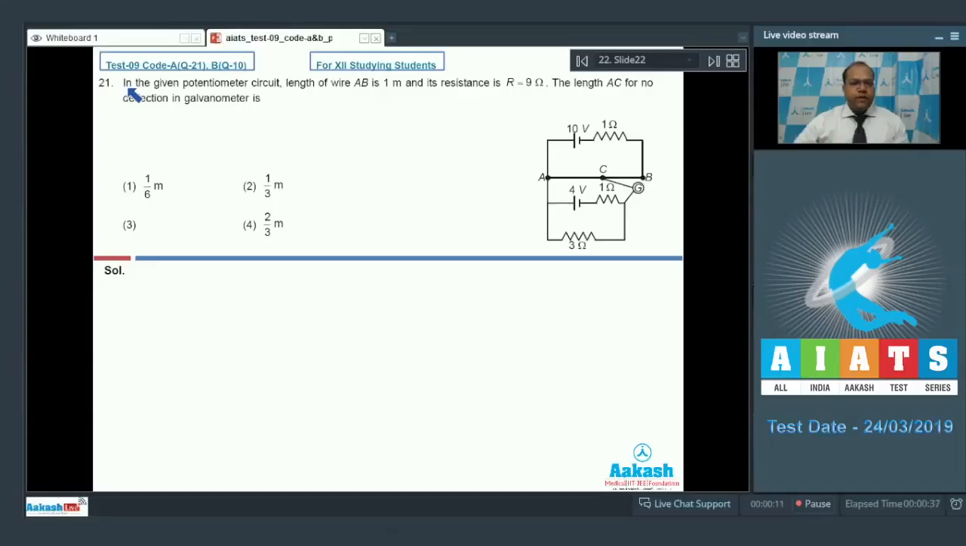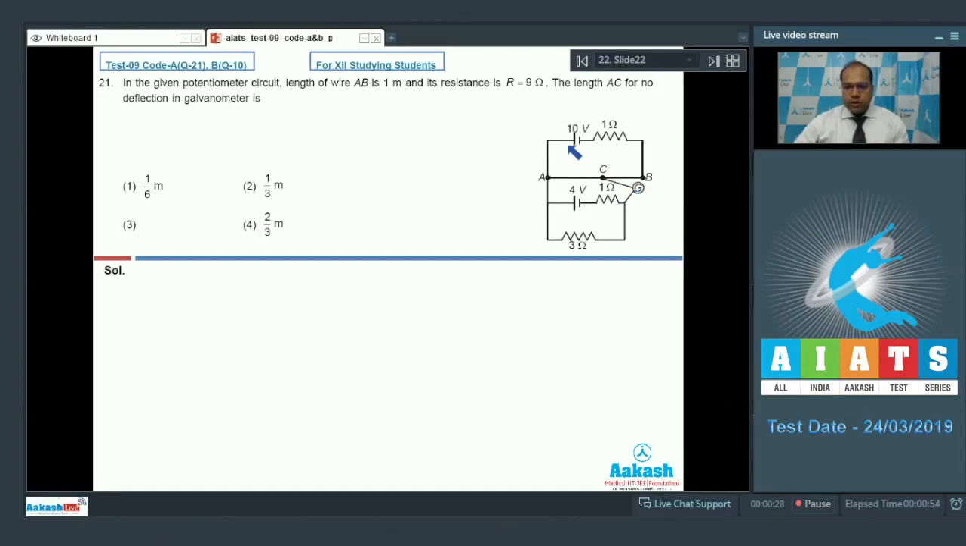In question number 21, in the given potentiometer circuit, length of wire AB is 1 meter and its resistance is R equal to 9 ohm. The length AC for no deflection in galvanometer is. So when there is no deflection in the galvanometer, then the current through the galvanometer will be 0.